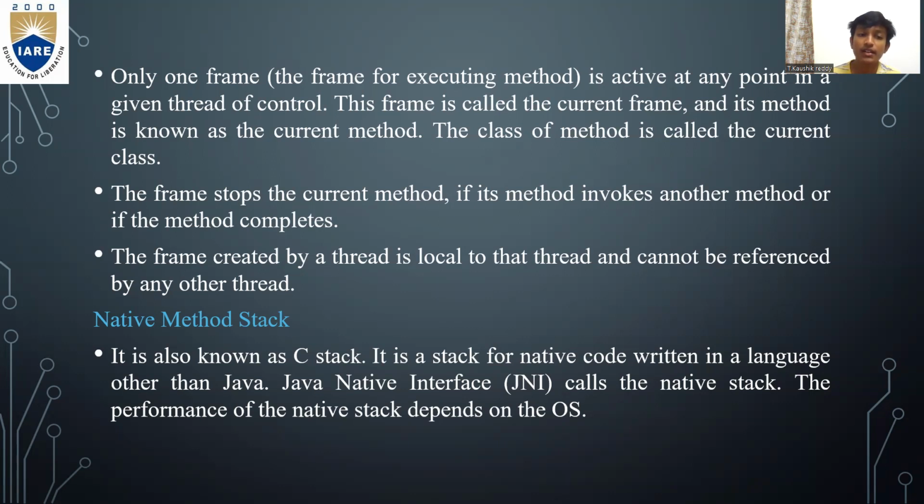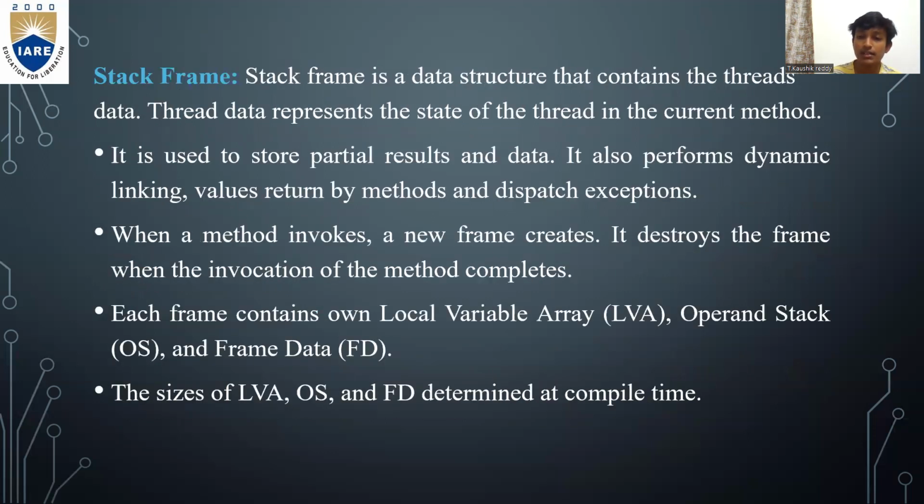Native method stack. It is also known as the C stack. It is a stack for native code written in a language other than Java. The Java Native Interface (JNI) calls the native stack. The performance of the native stack depends on the OS. The last one mentioned is the operand stack.